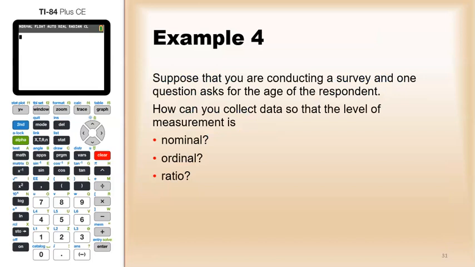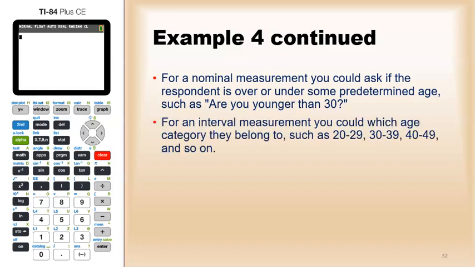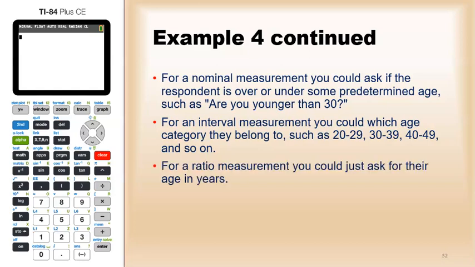Now, suppose you are conducting a survey and one question asks for the age of a respondent. How can you collect data so that the level of measurement is nominal, ordinal, or ratio? Well, at the nominal level, you could ask if the respondent is over or under some predetermined age, like are you younger than 30 or older than 30. For ordinal measurement, you could ask which age category they belong to, such as 20 to 29, 30 to 39, 40 to 49, and so on. And for ratio measurement, you can ask for their age in years.